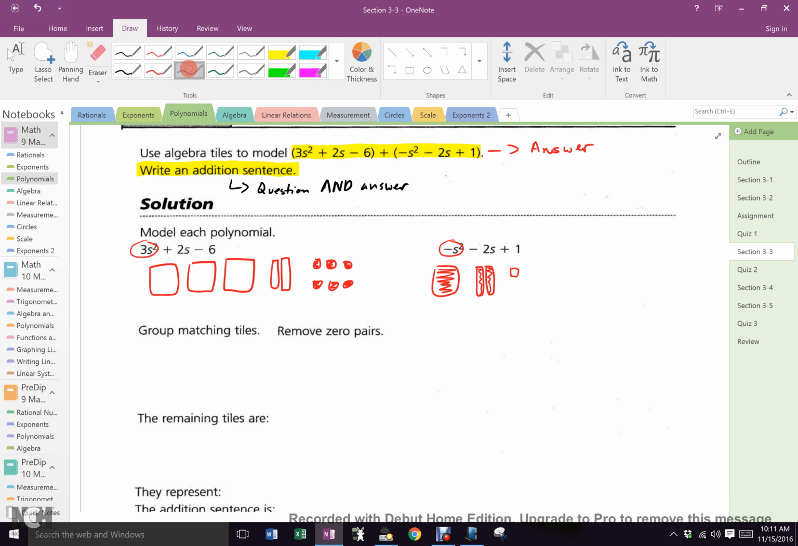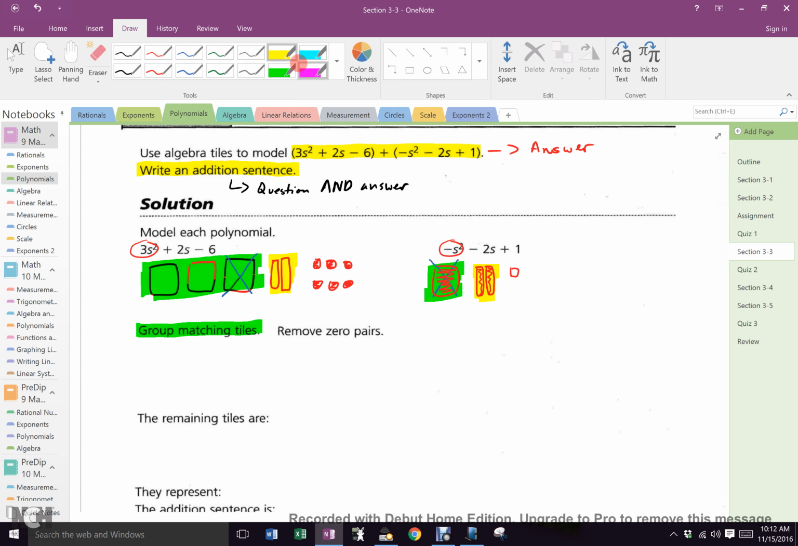Now, step two says I group my matching tiles. So I'm going to use color to do that because I'm too lazy to redraw them. I'm going to use green for the big guys. Does everyone agree? When I put them together, I'm going to be left with one negative and one positive. Cool? All right. I'm going to use yellow for the bars.